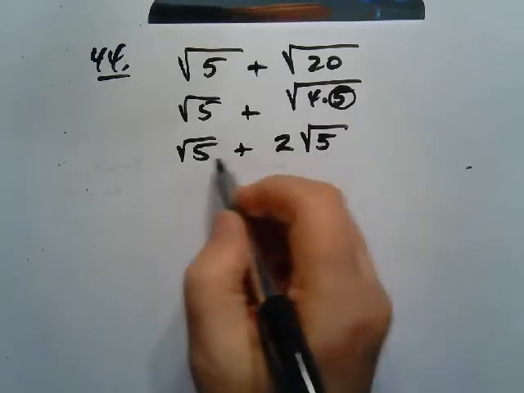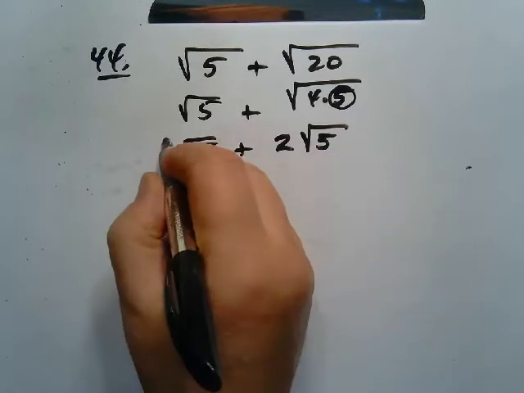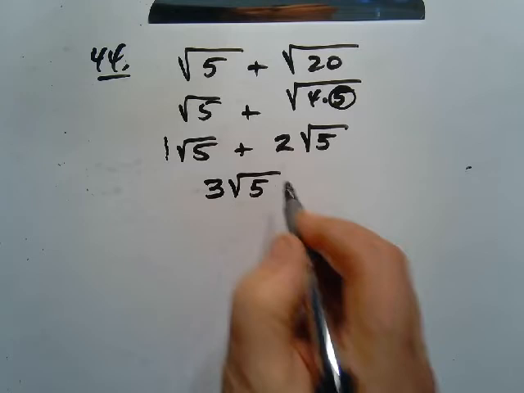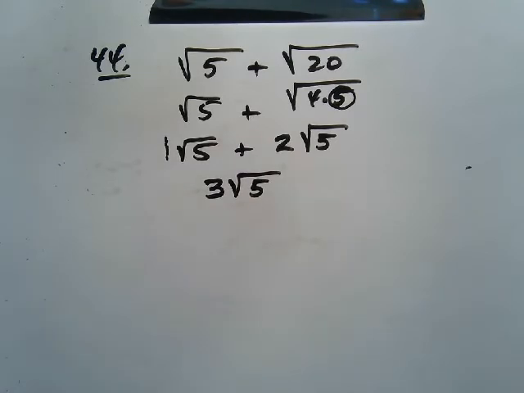Now they have like radicals. They both have square root of 5. So I can add them together. Remember, there's a 1 up front here. So this is 3 root 5.